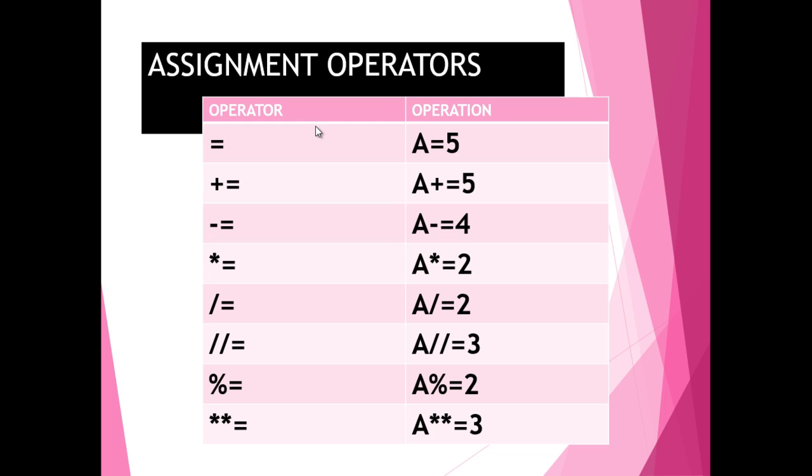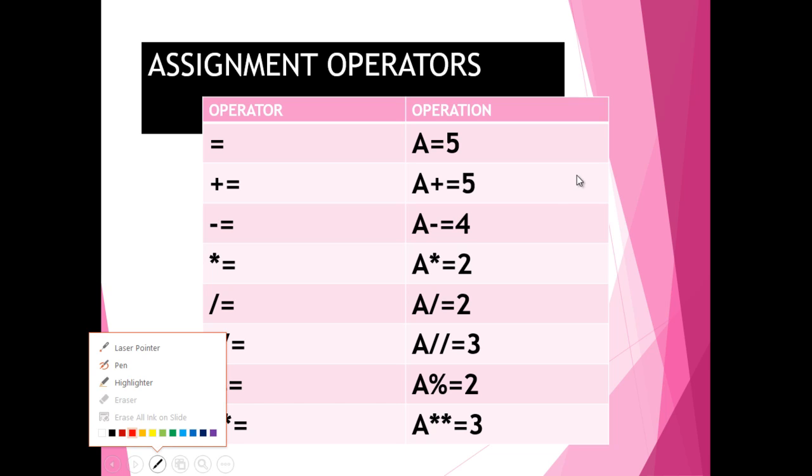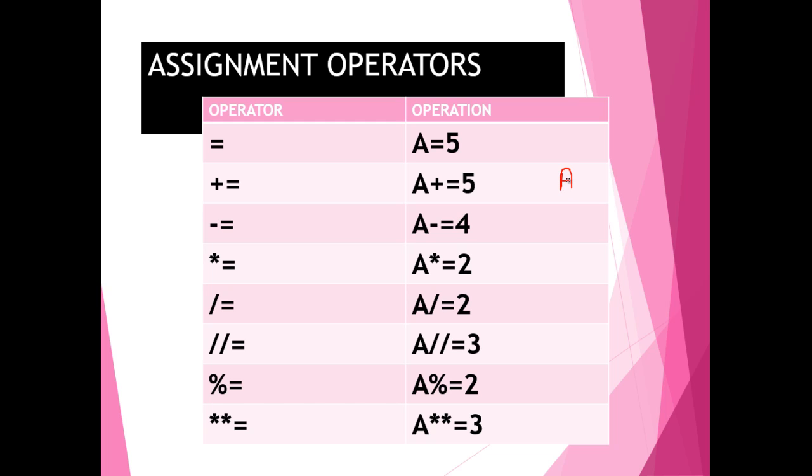We have already discussed earlier that for assigning a particular value to a variable we use the equal to operator, like this: a is equal to 5. In this way the value 5 gets assigned to the variable a. And the next operator is plus equal to. If we want to write a is equal to a plus 5, we can write it as a plus equal to 5. So basically these both are equivalent statements.